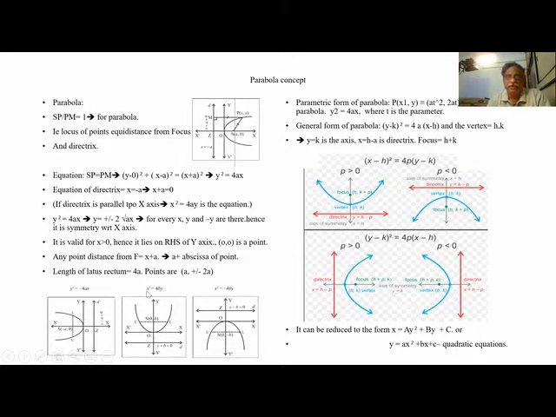If y square is plus, it is in the first quadrant. If y square is minus, this is the minus x side. If x square is plus 4by, it opens upward; if x square is minus, it opens downward. So we have all four possibilities.